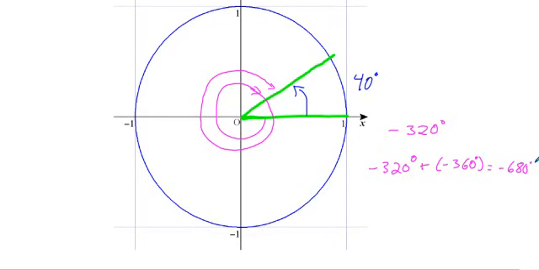And just like the positive revolutions, the formula of 360 degrees times n plus theta will correspond to negative values also. The n in this case is going to be negative values, the negative revolutions, and that's how we end up with a negative 360 degrees. So they are true as well, and that formula works as well.